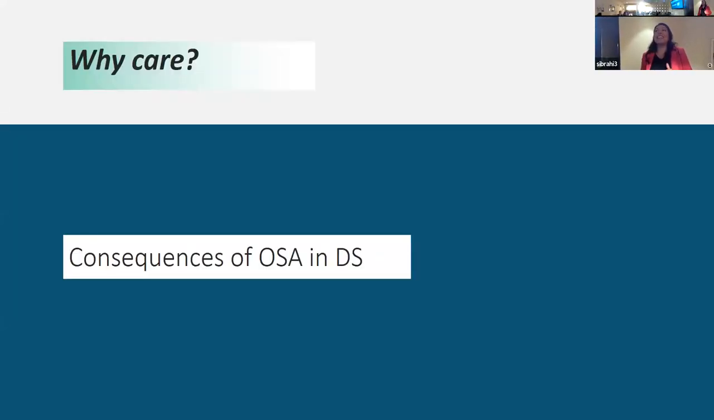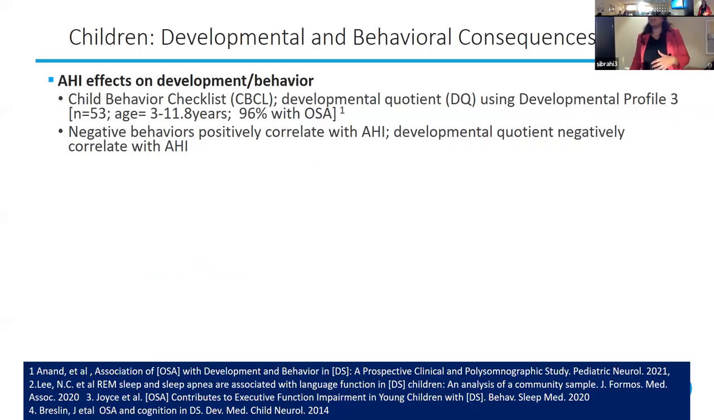Why do we care? Why are we going to be aggressive about screening? Why do we look at guidelines? What are the consequences specifically of obstructive sleep apnea in Down syndrome? Well, in children, we can start at the youngest and follow them as they develop into adulthood. And one of the critical things is really development, right? So in pediatrics, we're trying to help development and behavior, so we can augment that growth. And so how does sleep apnea affect that?